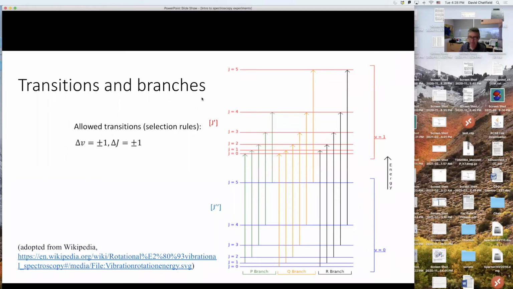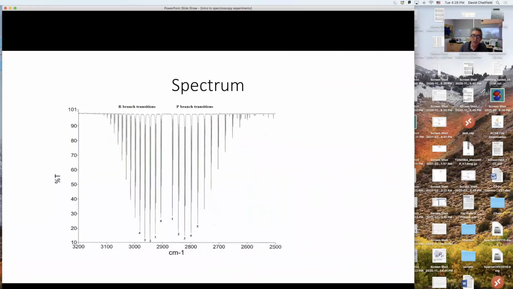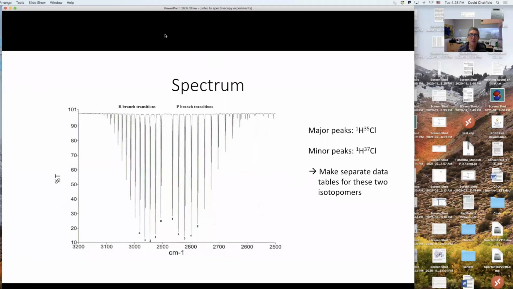Moving along then, your spectrum. You'll get the spectrum and you will label it. It's labeled by the value of J double prime. For the P branch, the smallest value of J in the lower state was 1. In the R branch, 0 was allowed. So these are labeled by J double prime, P branch and R branch.